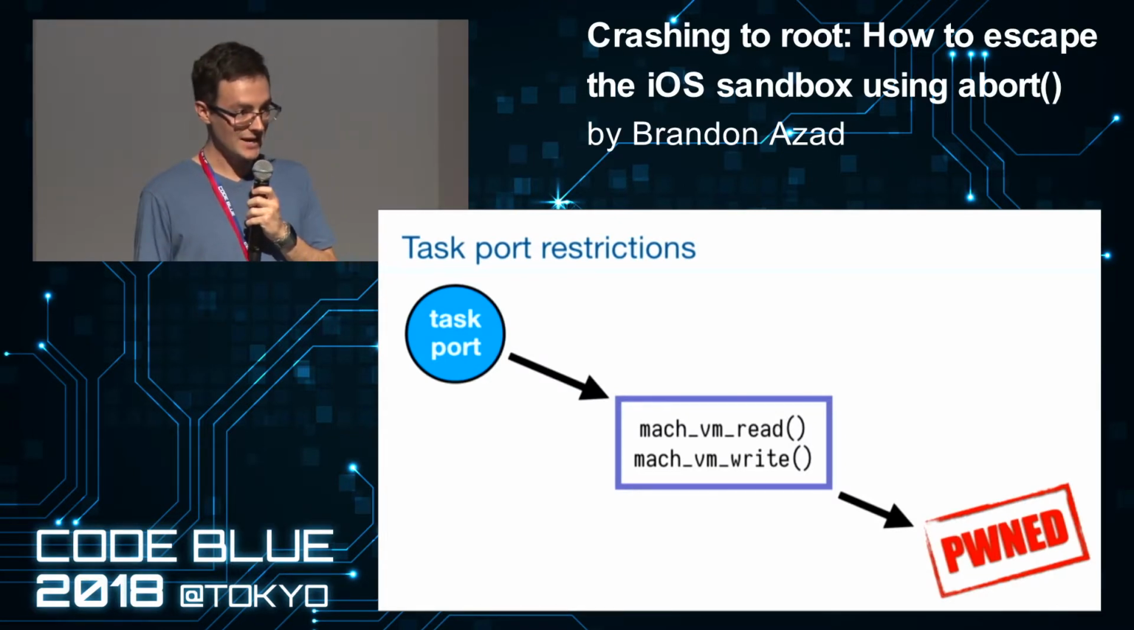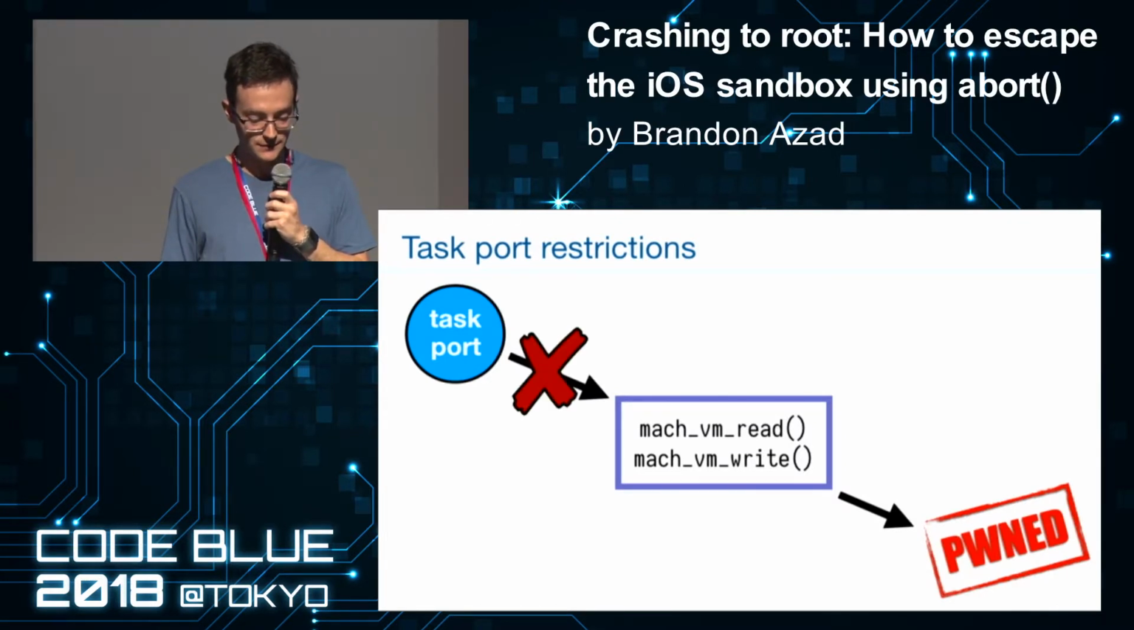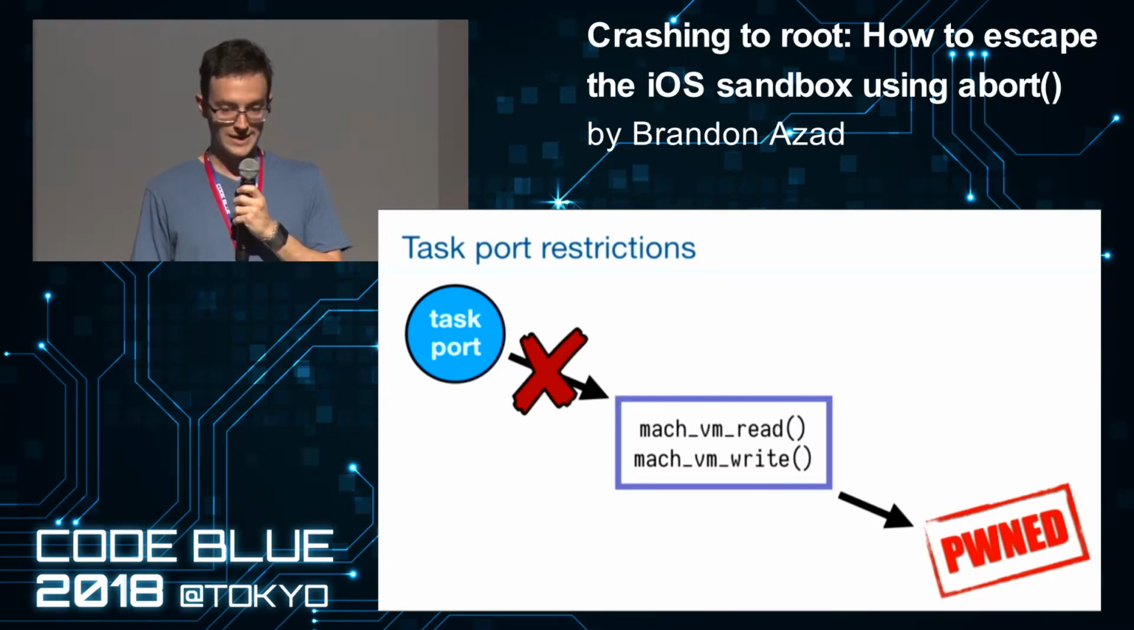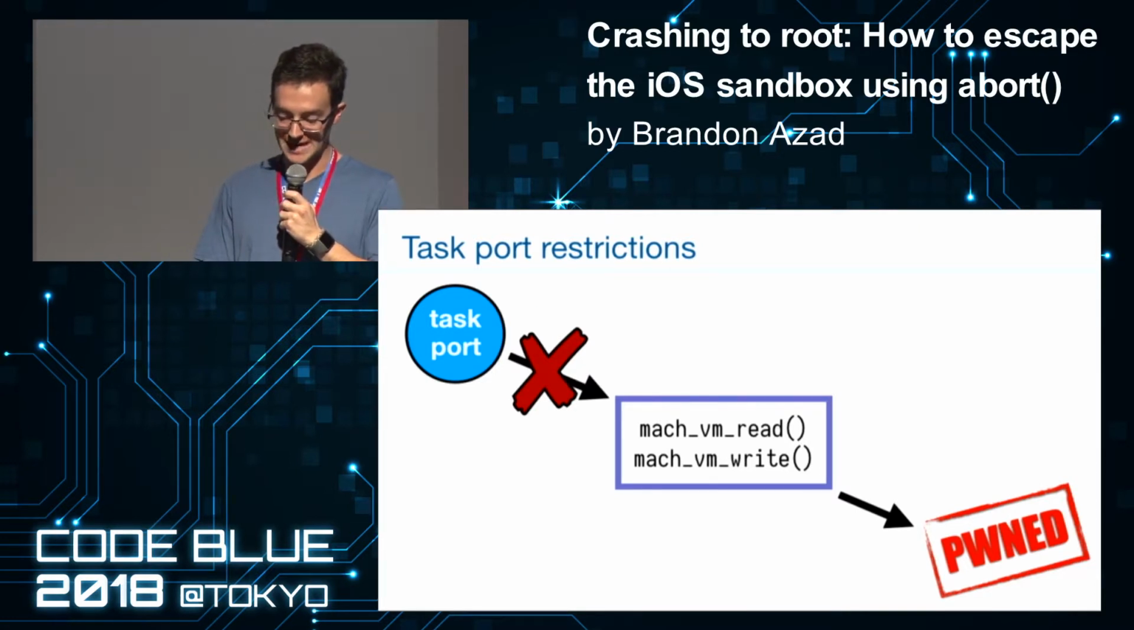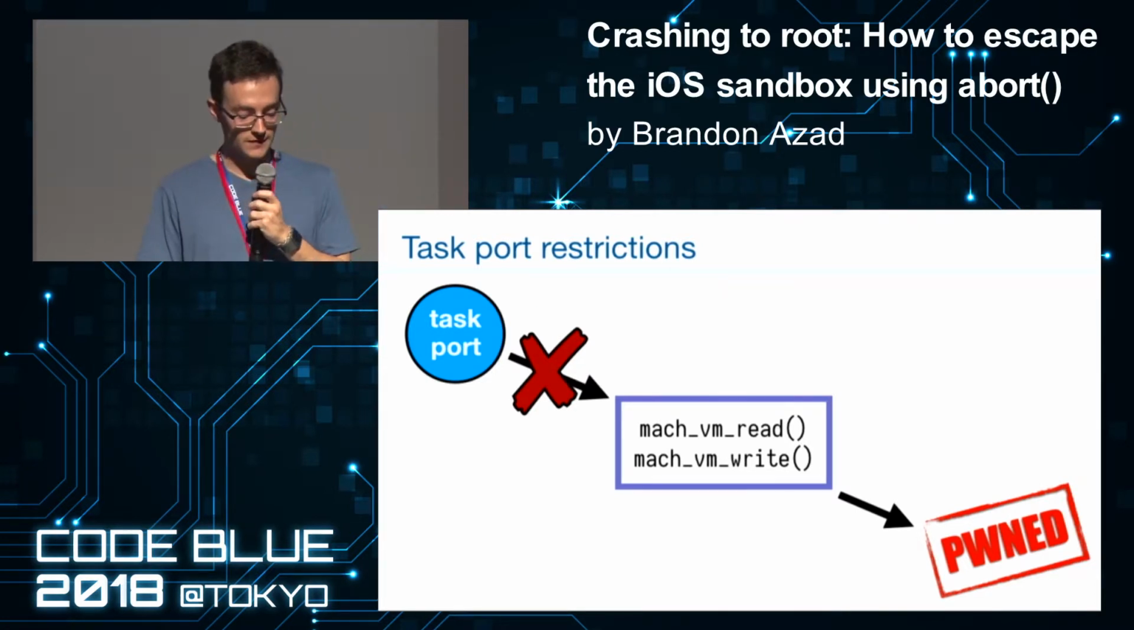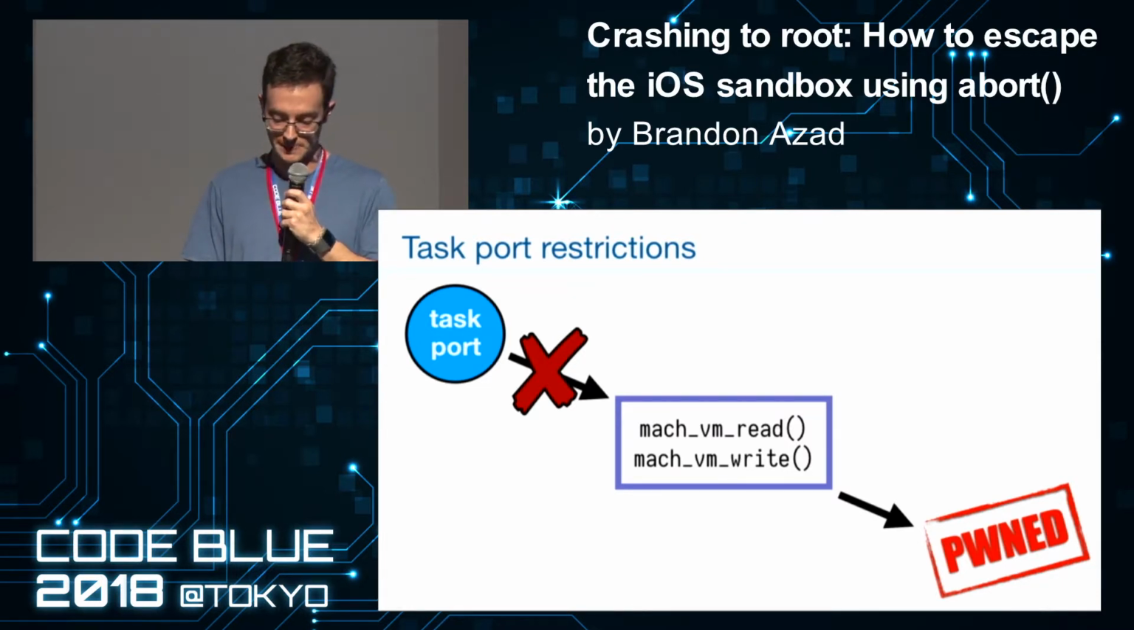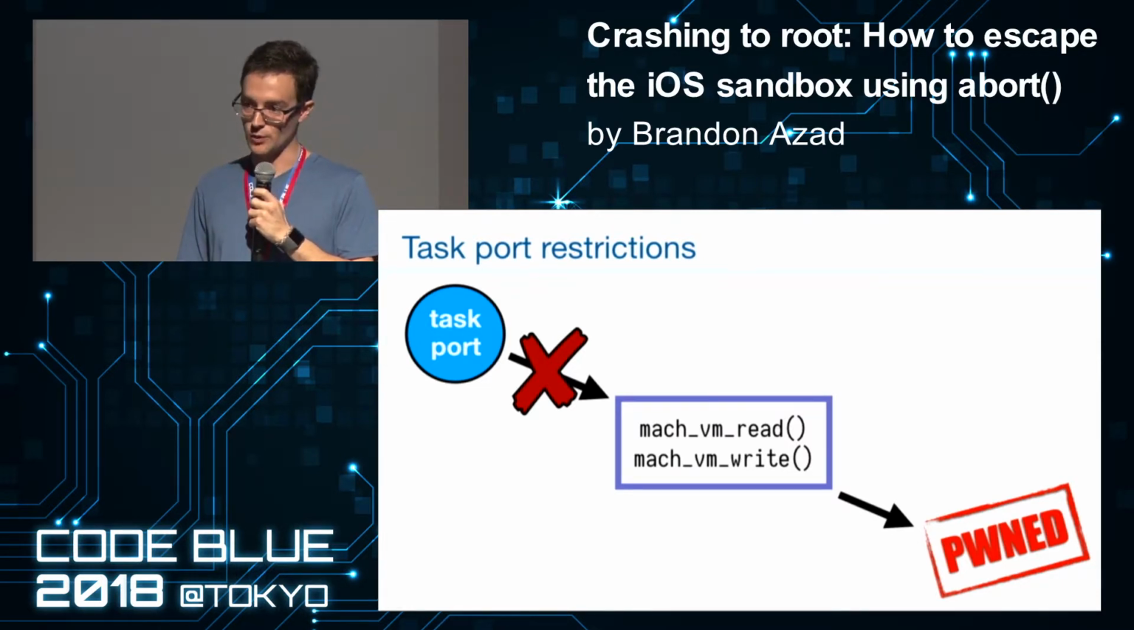If we go back to our diagram from earlier, Apple has effectively blocked us at this step. We can't use the task port that we've obtained with our exploit to call mach_vm_read or mach_vm_write, so we can't modify Druid's memory. Now, this seemed like a pretty robust mitigation, but I was way too far down the rabbit hole to give up here, so I started looking for a way to bypass it.